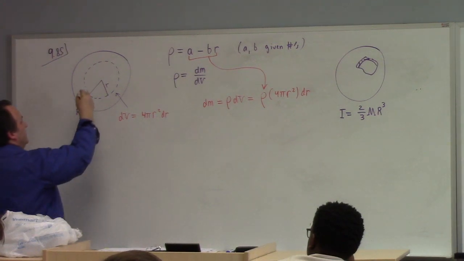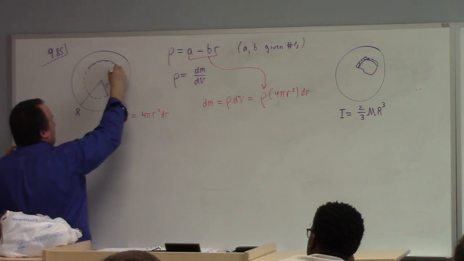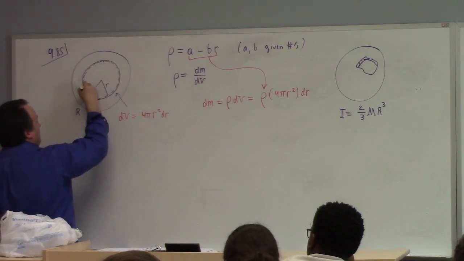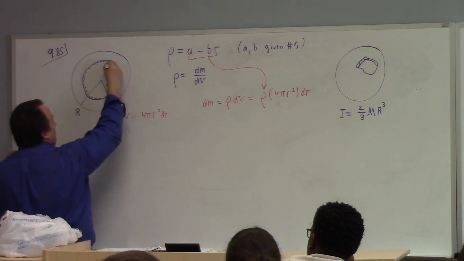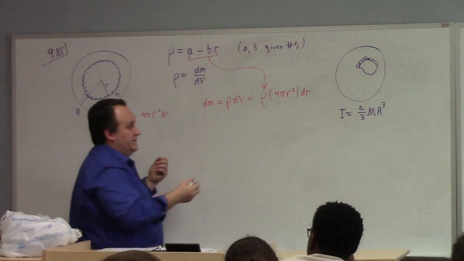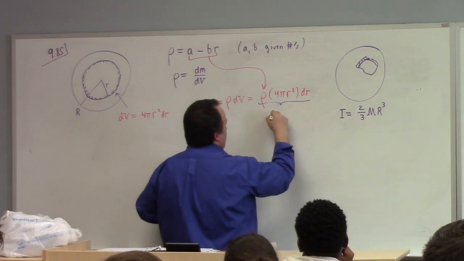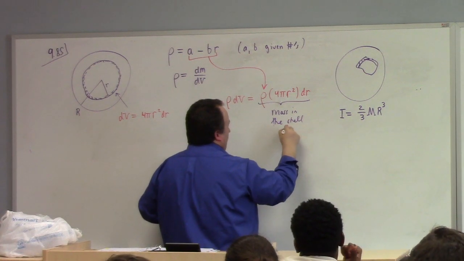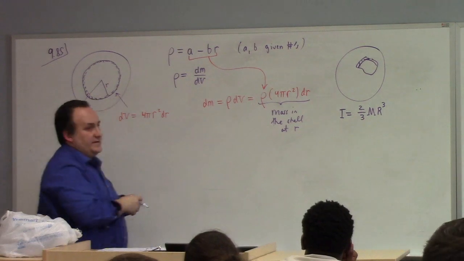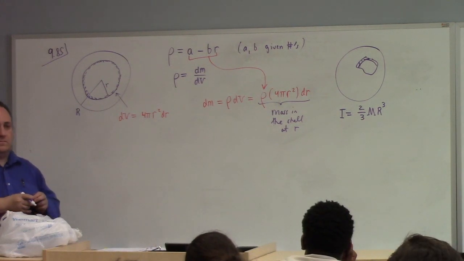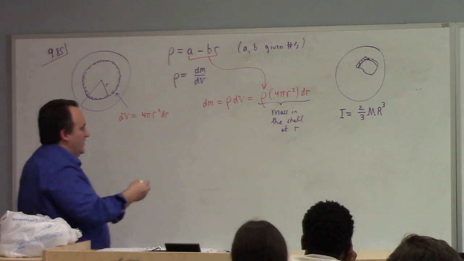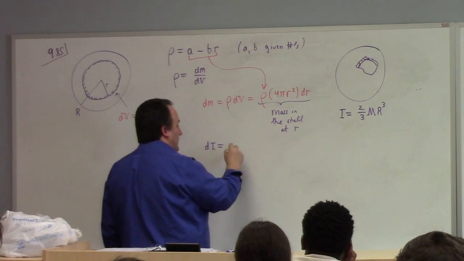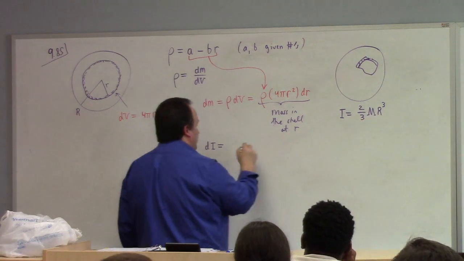So if I think about this spherical shell, what's the mass in the shell? Well, we just wrote it right here. This is the mass in the shell at r. So what's the moment of inertia for such a shell? So dI would just be what? Rho, just this right here. So we do 2/3.